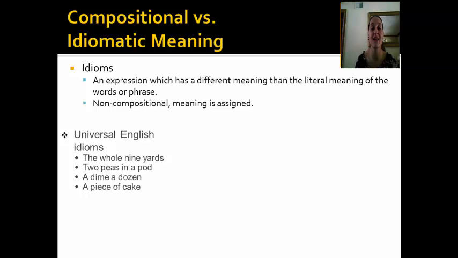So to sort of show you the difference in the way in which idiomatic meanings can differ across cultures, I want to show you some idioms that come from different countries. These that are listed right here are those that are universal English idioms. You're going to find these in all English-speaking countries, not just the US, but countries such as England, India, South Africa, Jamaica, right? All of the different countries that speak English.